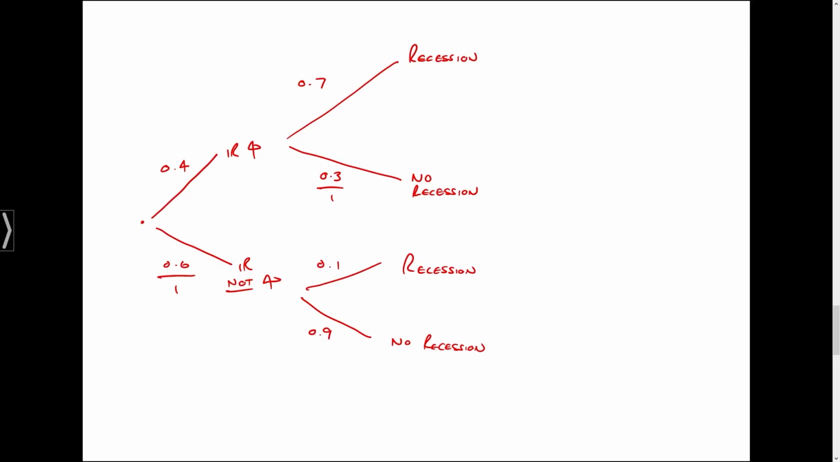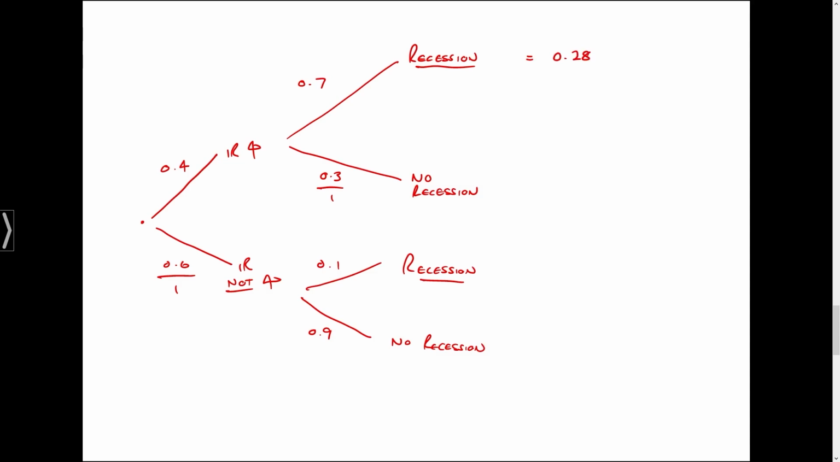Now, we are interested in the unconditional probability of a recession. So there are two scenarios. You could have an interest rate rise and then a recession, or you could not have an interest rate rise and then a recession. So what we want to look at is the joint probabilities of these two events occurring at the same time. So an interest rate rise and a recession, well, that's going to be 0.4 times 0.7. So that gives us a joint probability of 0.28. So there's a 28% chance that you'll see an interest rate increase and a recession.